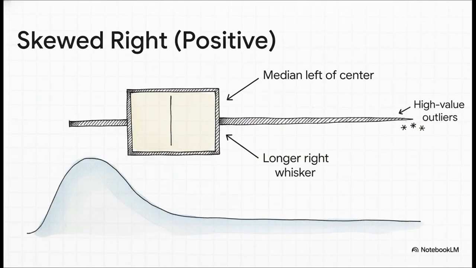But what if the median looks like it's been pushed over to the left side of the box and that right whisker is really long? We call this skewed right. It means most of your data is bunched up at the low end, but there's a long tail of a few high values stretching way out to the right.